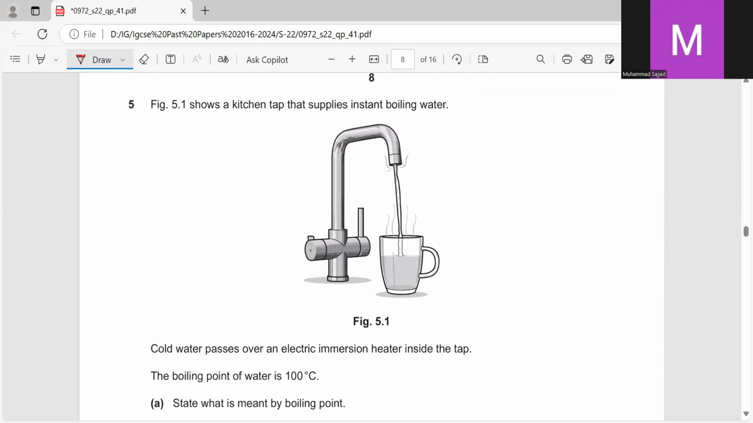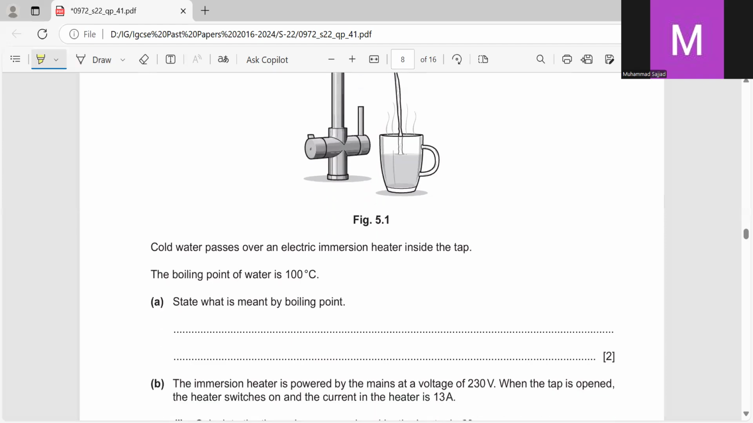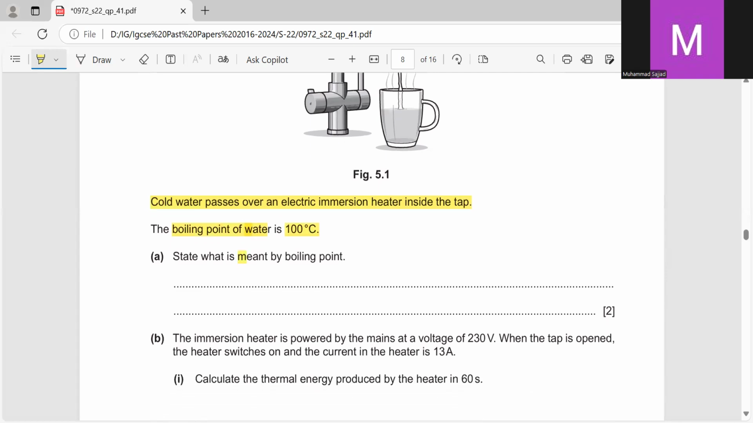Question number 5 now. The figure shows a kitchen tap that supplies instant boiling water. So it means some heating system is fitted inside the tap. Cold water passes over an electric immersion heater inside the tap. The boiling point of water is 100 degrees Celsius. State what is meant by boiling point. This is simple.